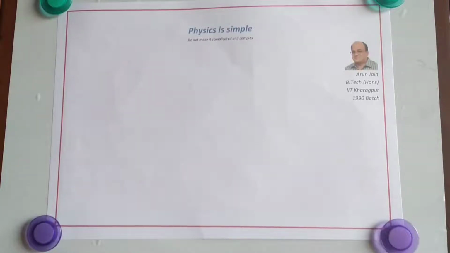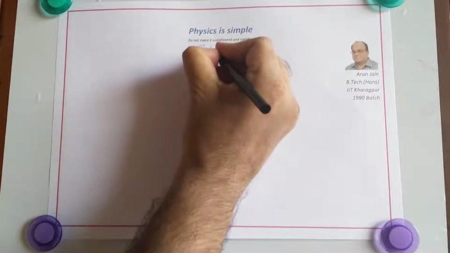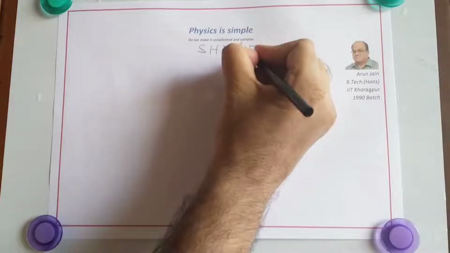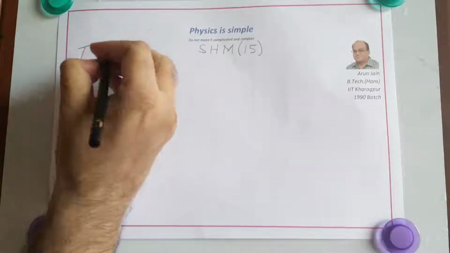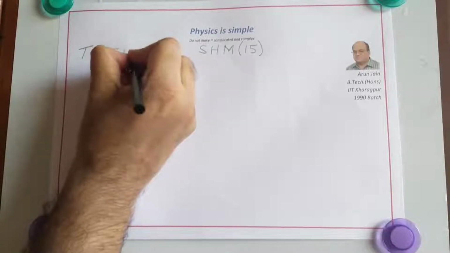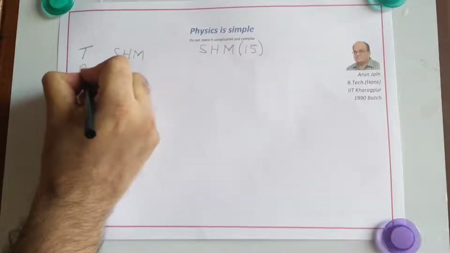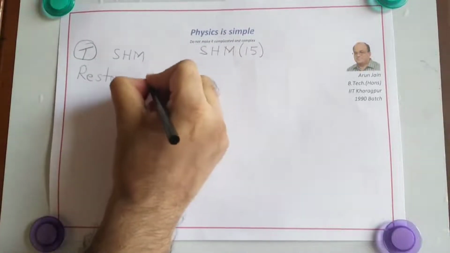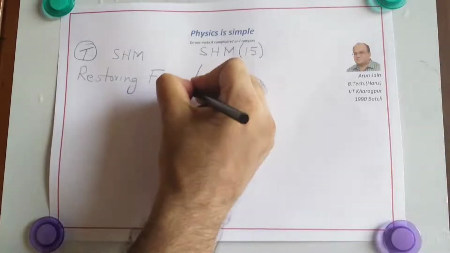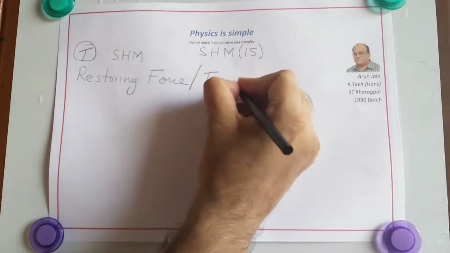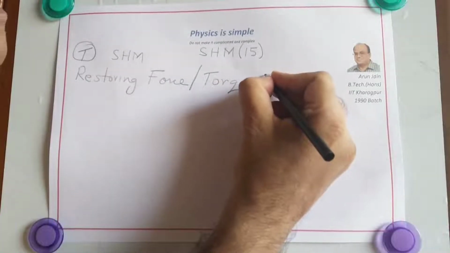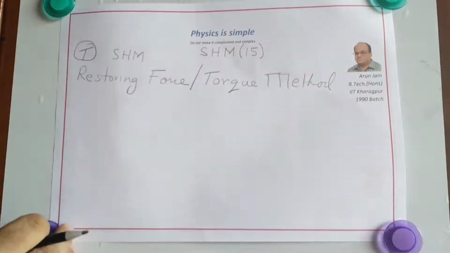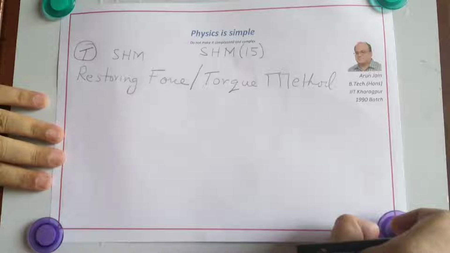In this lesson, we are going to find the time period of a simple harmonic motion. There are two methods. First one is called restoring force or torque method, and second one is energy method. In this lesson, we are going to learn restoring force or torque method. So this method will have some steps.